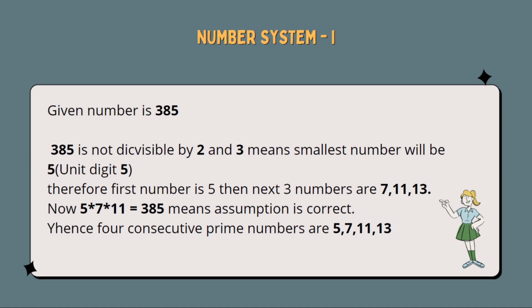So it is not divisible by 3. Means the next number is 5, because the unit digit is 5, so 385 is divisible by 5. What are the next two numbers then? We are talking about prime numbers, so the next two prime numbers are 7 and 11. So 5 into 7 into 11 will give you 385. Means the assumption is correct. So your consecutive prime numbers are 5, 7, 11, 13. To cross check, you can multiply these numbers and you will get 1001.